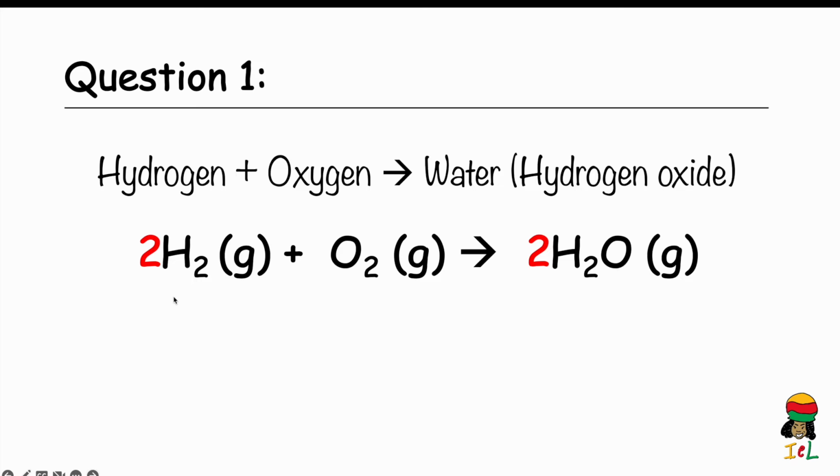So the balanced equation states that 2 molecules of hydrogen gas will react with 1 molecule of oxygen gas to produce 2 molecules of water in the gaseous state.